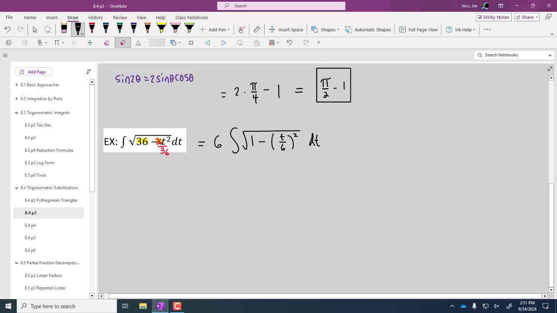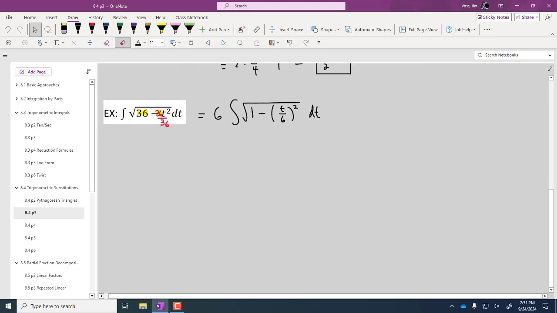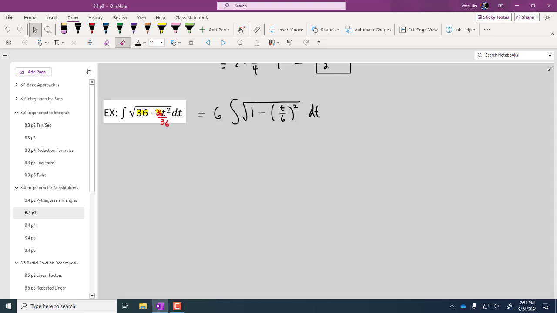Now it's in inverse trig form. It's in trig sub form. We've got a leading 1, a difference of squares with a leading 1. So very similar to the last one, we are going with sine, because 1 minus sine squared is an identity. 1 minus secant squared is not an identity. 1 minus tan squared is not an identity. So we're going to say, let t divided by 6 equal sine of theta.